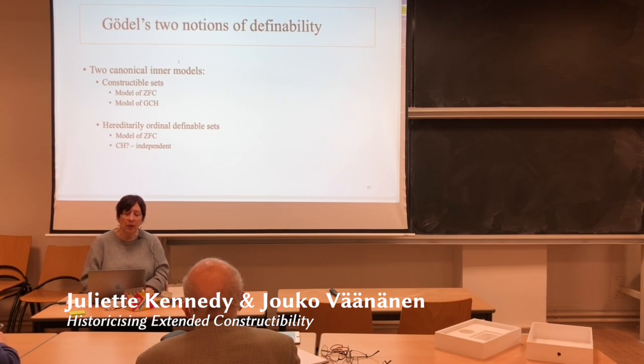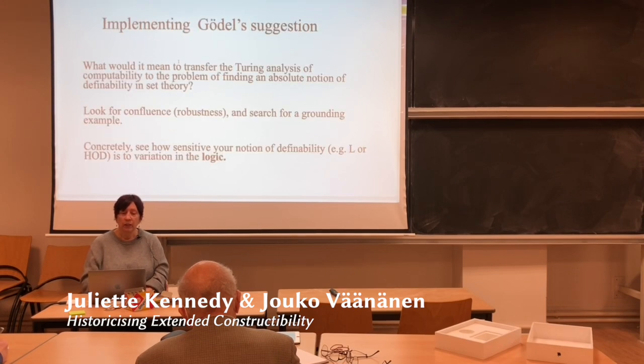Okay, so these are Gödel's two notions of definability. We have two canonical inner models, the constructible sets. These are a model of GCH. This was the famous result of 1938. And then we have the hereditarily ordinal definable sets, also a model of ZFC, but the CH can go either way. So this talk is about implementing Gödel's suggestions.